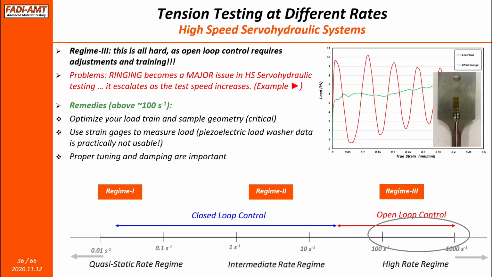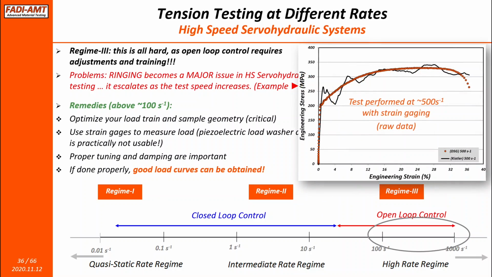After that, you still have to do some tuning and damping, and that will help you achieve much better quality curves than the green one I'm showing here. The green one is just a starting point after some optimization, tuning, and so on. This is one example of one of the best curves that we obtained for high rate testing at about 500 strains per second. You can see the difference between strain gauge data and the load washer data, and clearly the orange curve is fantastic and definitely produces the quality that we want.